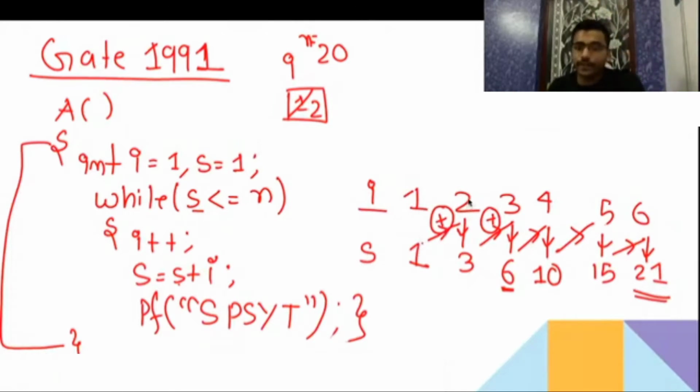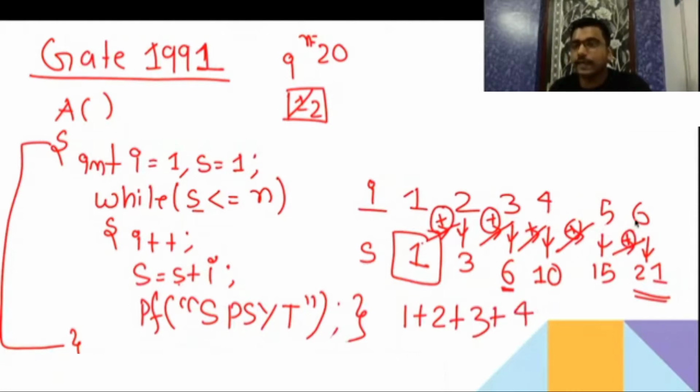See, 1, then we add 2, then we add 3, then we add 4, then we add 5, then we add 6. First the sum was 1, then we added 2, and the result we got was 3. With the result I am adding 3, then we get 6. Then I added 4, then I added 5, then I added 6. Now when the sum of these numbers, the i's values, becomes greater than n, then we are going out of the loop.